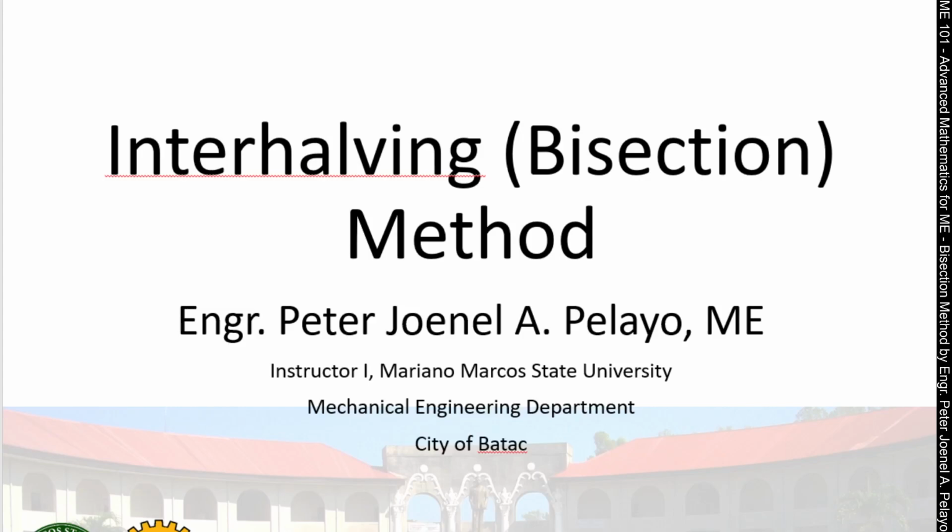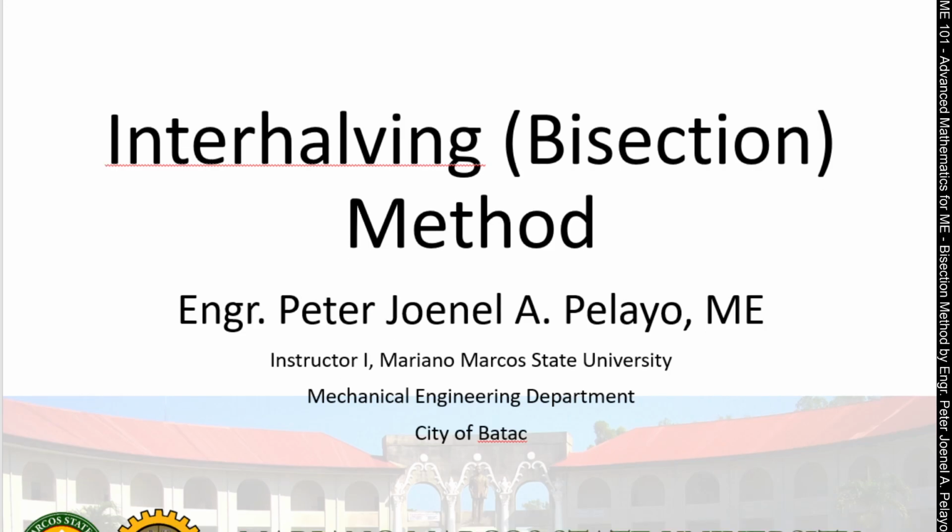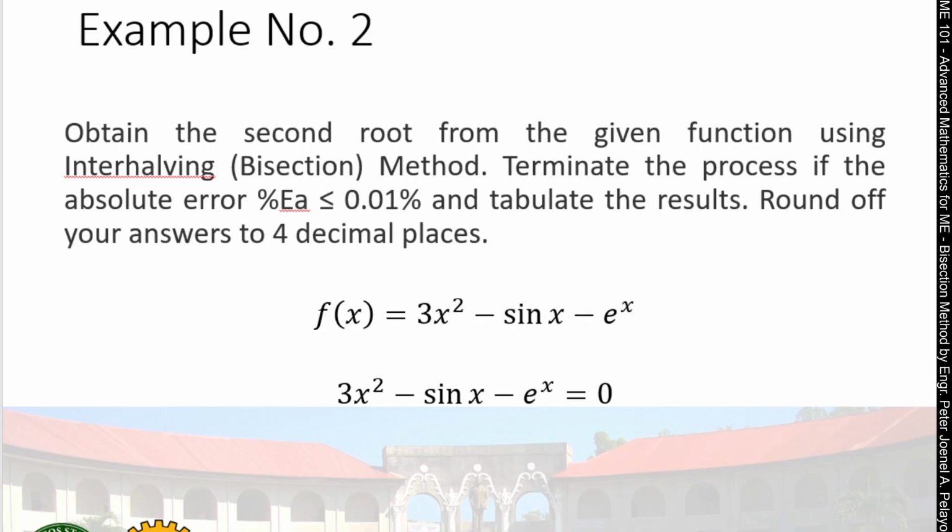Okay, so good day. So we're gonna talk about bisection method. This is part 2. So this will contain example number 2, which is sample number 2 natin ay obtain the second root from the given function using interhalving or bisection method. So terminate the process if the absolute error is less than or equal to 0.01% and tabulate the results. So round off your answer to 4 decimal places.